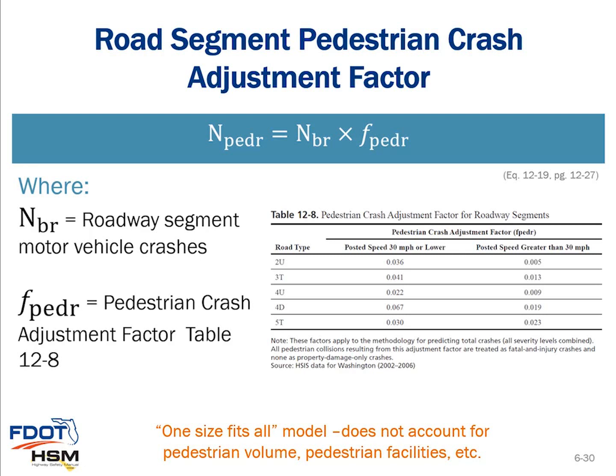You will notice in Table 12-8 on the right-hand side of the slide, it's divided by posted speed, being 30 miles per hour or lower or greater than 30 miles per hour, and you have 2 different factors. One of the few places in the Highway Safety Manual that we actually consider speed. But this is really a one-size-fits-all model. Doesn't account for pedestrian volumes or pedestrian facilities along the roadway segment.